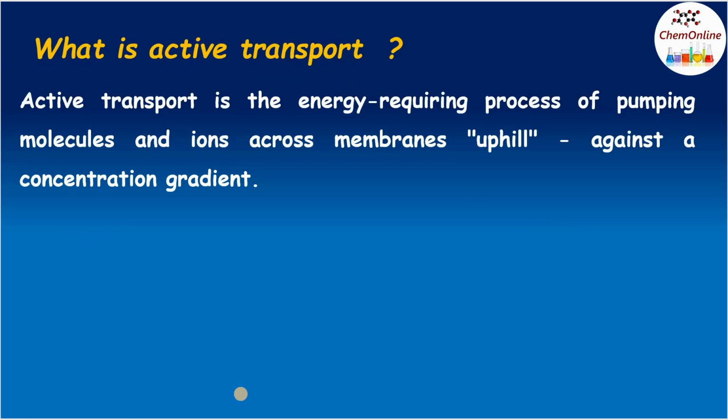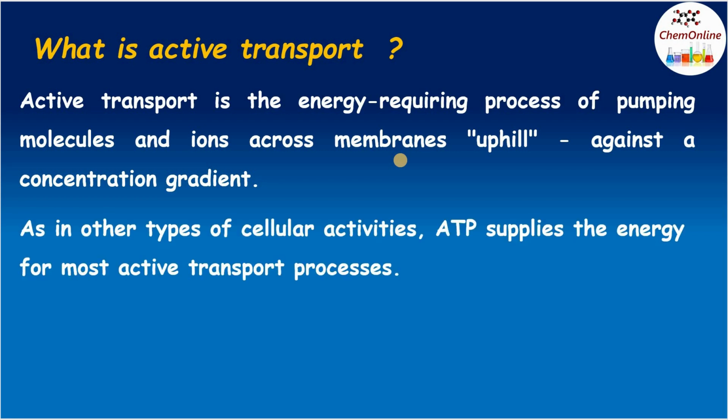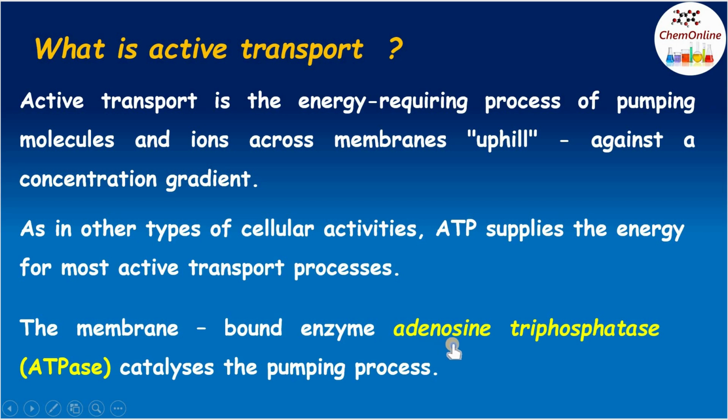Why is it called an active transport? An active transport process is an energy requiring process of pumping molecules and ions across membranes uphill, that is against a concentration gradient. And the sodium-potassium pump is a very good example of an active transport process occurring in cells. Since it is an energy requiring process, the energy is supplied by ATP, as in other types of cellular activities. The membrane-bound enzyme adenosine triphosphatase or ATPase catalyzes the pumping process.